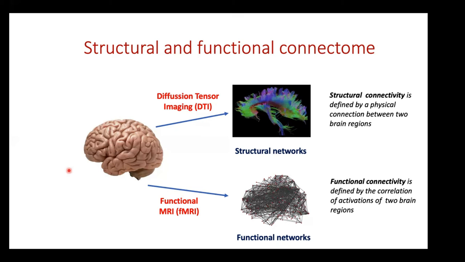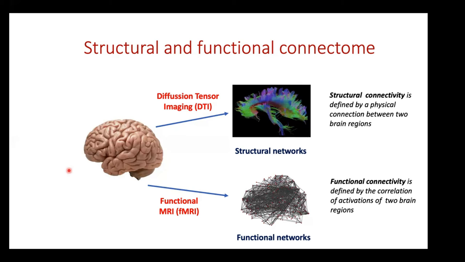And functional MRI images are taken while you are doing certain functions. So you can see over time, for every brain voxel, there will be a signal going over time. It's a time series. And then you can find out which regions are working together, functionally connected. We call this functional connectivity.